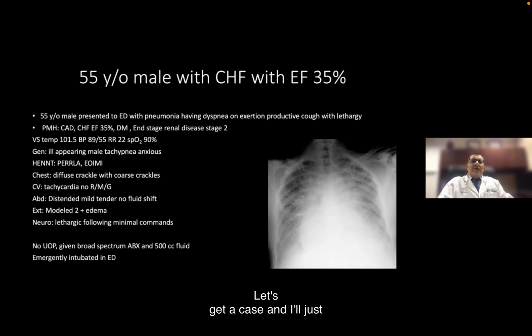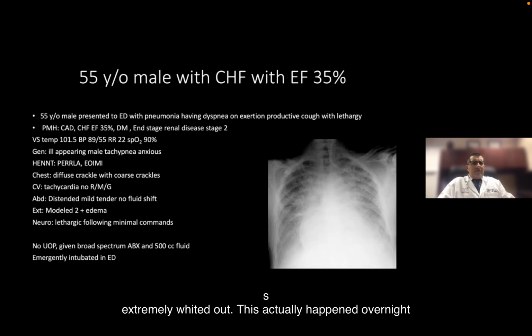Let's give a case, and I'll just talk about this real quick. We have a 55-year-old male with congestive heart failure and an EF on the echo of 35%. He comes in. If you look at his chest x-ray, it is extremely whited out. This actually happened overnight. One of my favorite cases because it was unexpected, he had no urine output. He looked like he was fluid overloaded. His lactic acid was high. Everybody in the room was like, we're going to give him a 500 cc bolus, and then we're going to send him up on pressors.